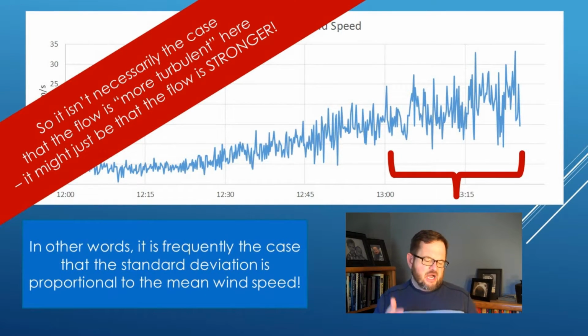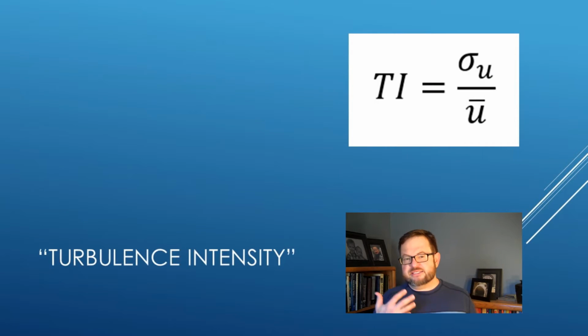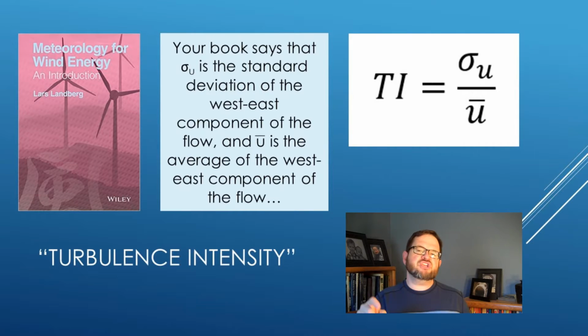We need some way of saying that this later period isn't necessarily more turbulent, it may just be that the flow is stronger. It turns out there's a very simple statistic we can compute that gives us a measure of this. It's called the turbulence intensity, or TI. It's actually a pretty straightforward thing. It's just the ratio of the standard deviation of the flow in the west to east direction, sigma u, divided by the mean wind speed in that direction over that same period of time. So let's say over a 15-minute period, you compute the standard deviation of the u component of the wind and the average of the u component of the wind, and then just take the ratio of the two.